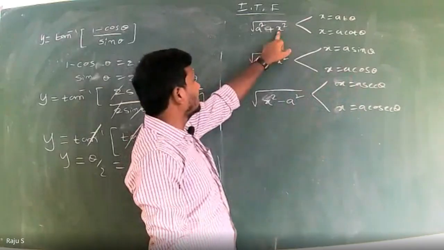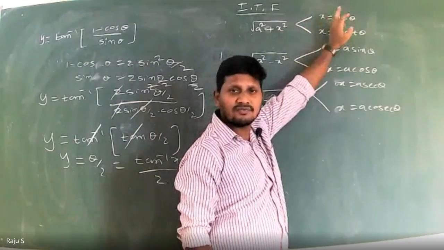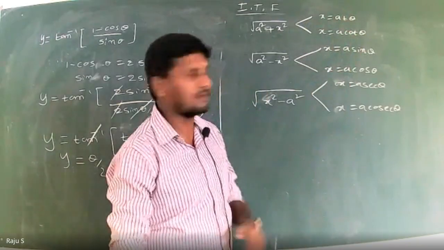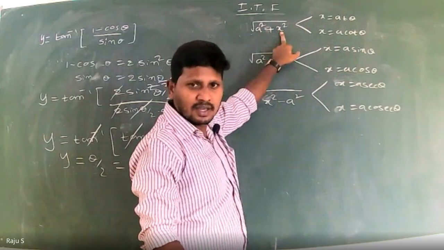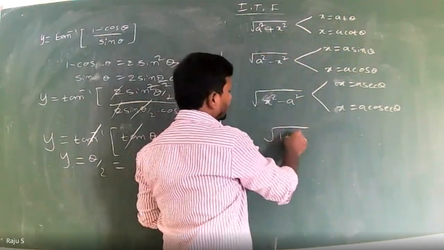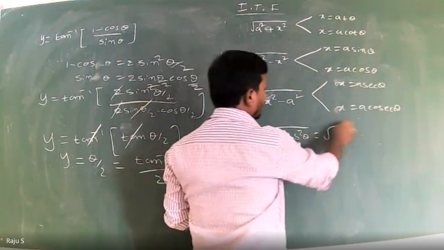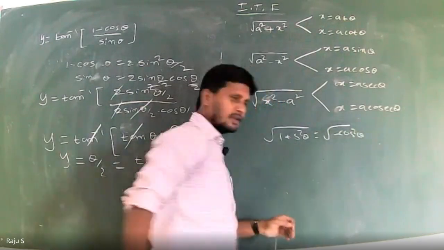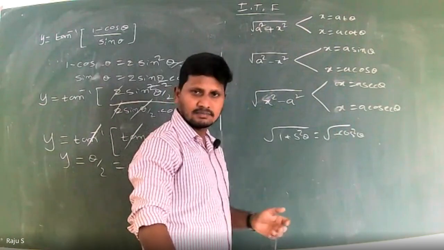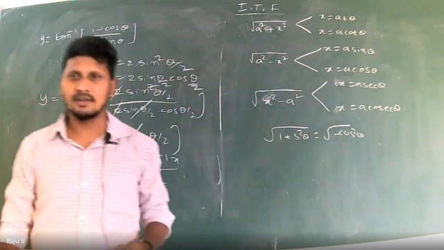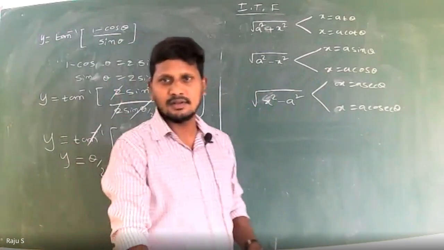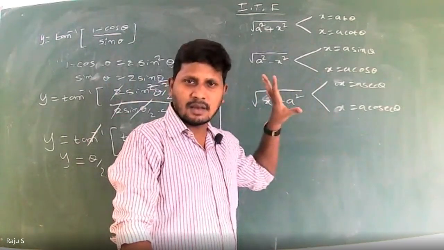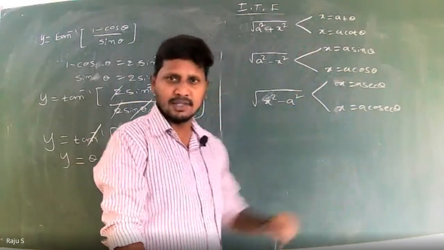For example, in place of x, instead of these two values, if you substitute any other value, for example substitute sin here, a is equal to 1, x is equal to sin theta, what will happen? Root over 1 plus sin square theta. We know 1 minus sin square is cos square, but for 1 plus sin square there is no formula. Like that, it is applicable only for those particular functions. Remember that.